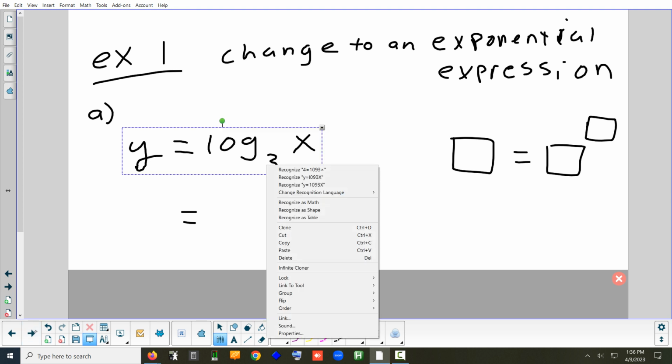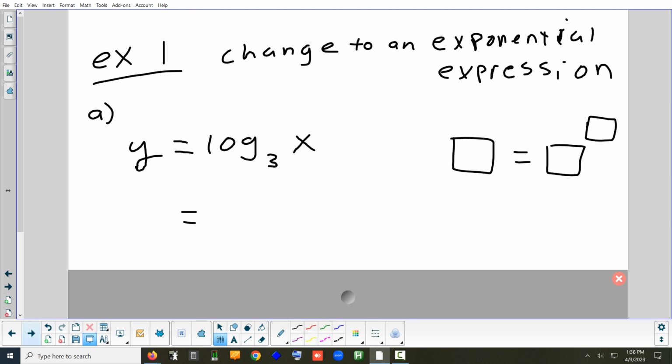The base on the logarithm is going to become the base on the exponential. So the 3 is going to go right there. Now, Dominic, I wrote this kind of off to the left, but I said logarithms always equal what kind of number? Yeah. Logarithms always equal exponents. Logarithm equals exponent. So what's my exponent in this case? Y.